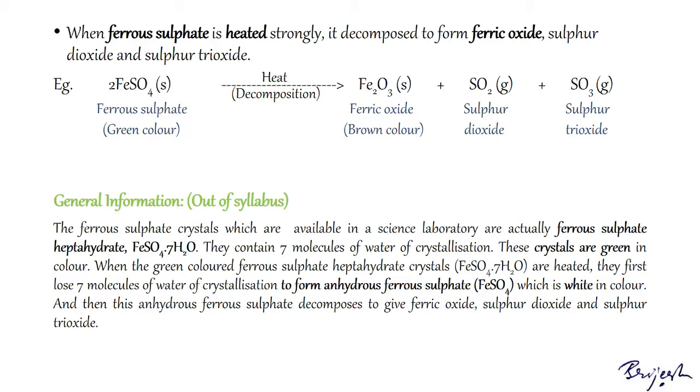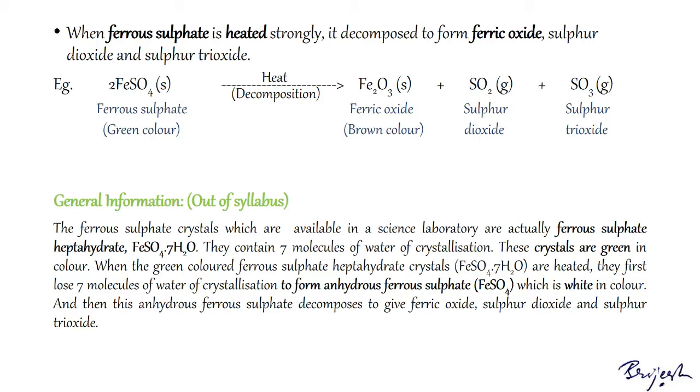Now the ferrous sulphate crystals which are available in a science laboratory are actually ferrous sulphate heptahydrate, that is FeSO4.7H2O. Hepta means 7, and hydrate means water, H2O. They contain 7 molecules of water of crystallization. These crystals are green in color.